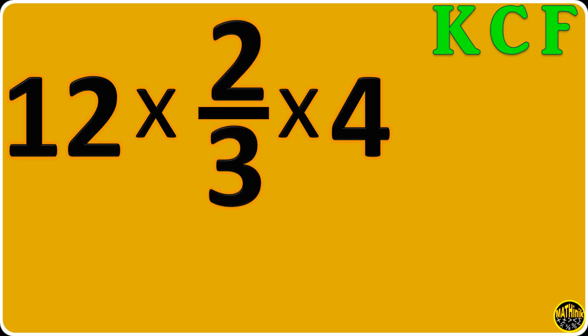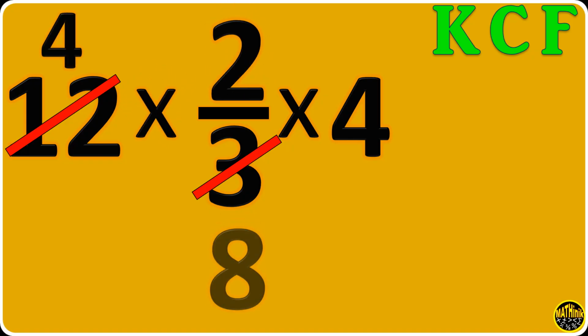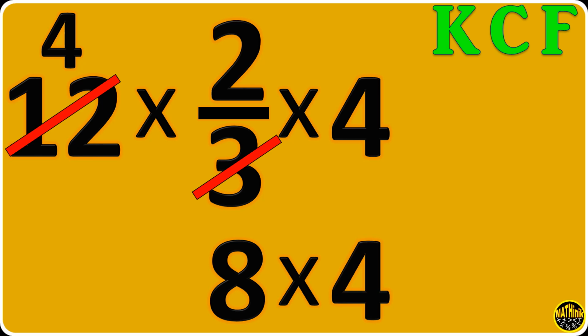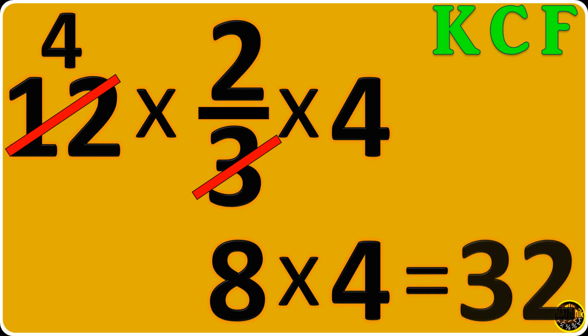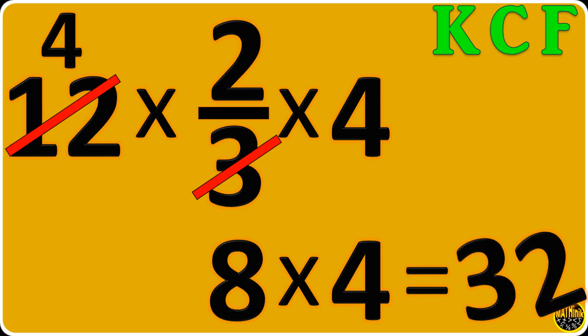Then let's proceed to multiplication of fraction. As we can see, we can use cancellation method. 12 divided by 3 is 4. Then, 4 times 2 is 8. Now, we only have 8 times 4, which is 32. So, that's the correct answer and not 2. Okay?